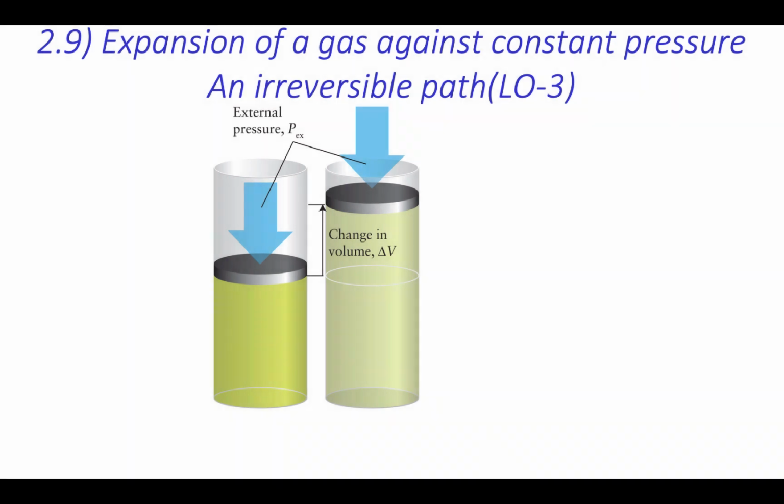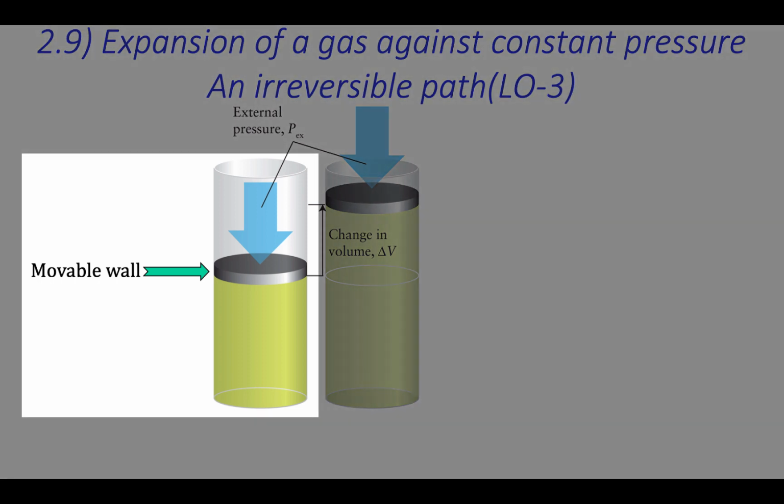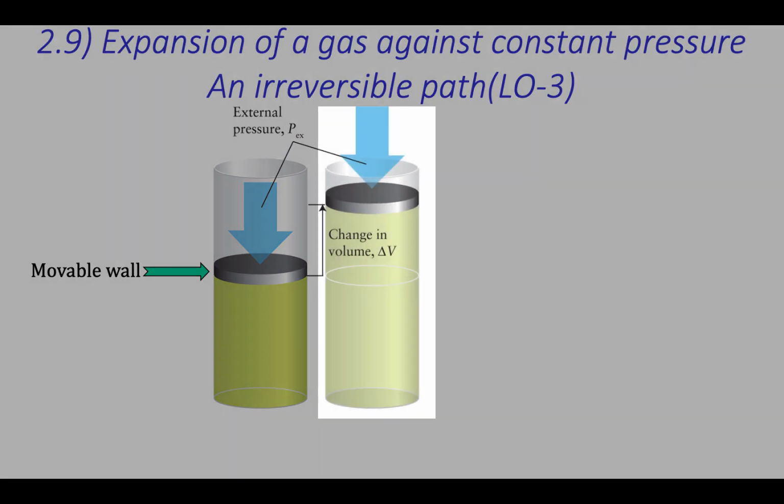This picture depicts an irreversible expansion. Imagine that we have a gas confined in a cylinder with a movable wall. The pressure on the outside of the wall is relatively high, and so the gas is confined in some small volume. But then, let's say, we decrease the pressure all at once by some large amount. The internal pressure will then be greater than the external pressure, and we expect the gas to expand rapidly.